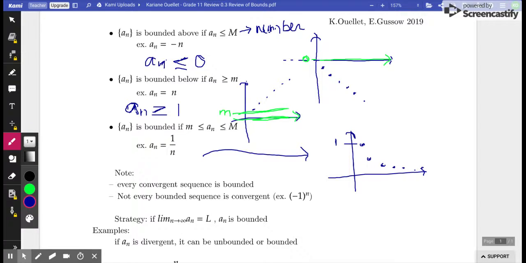So this here, let's see, it has an upper bound because you see this is decreasing. Therefore, it's never going to go above the number 1. So this here would be my big M because it's the upper bound. And then we would also have a lower bound because this is never going to be negative. So we could set 0 to be our lower bound. So the sequence is bounded because it is bounded by 0 and 1.